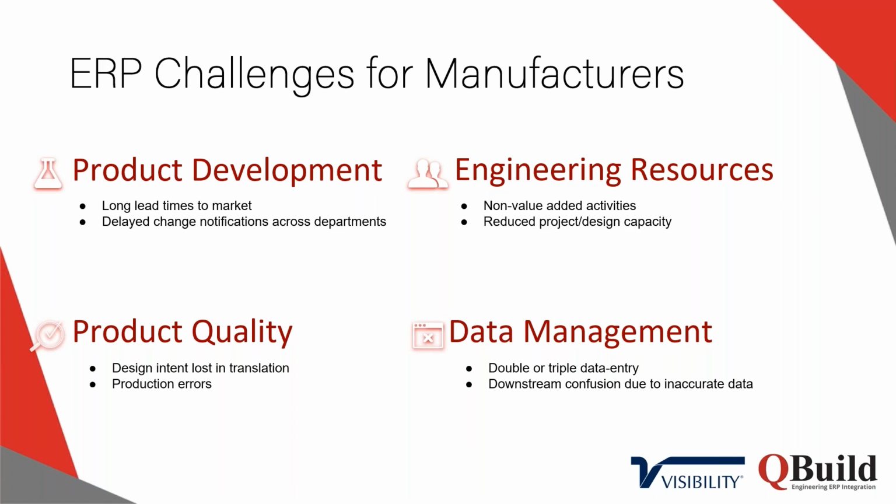So by eliminating these double and triple data entries or inaccurate data, we can actually automate this process and minimize those effects. So you can start to see the overall picture here of a life without CADLink. There's a lot of areas for improvement and a lot of areas for errors and a lot of areas where we can increase our efficiency overall.